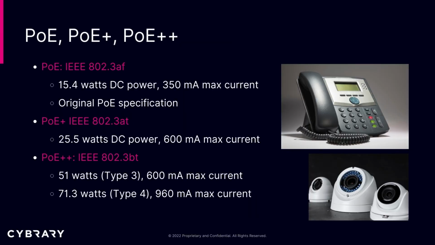Now, there are different standards of PoE. First, we have the PoE, which was the original standard. That's the 802.3af, 15.4 watts of DC power, 350 milliamps max current. And again, that was the original specification. Next came out PoE Plus, and that was 25.5 watts of DC power, 600 milliamps of max current. And now we have the newest standard, which is PoE Plus Plus, and this is 802.3bt. There are two types, Type 3 and Type 4. Type 3 is 51 watts, whereas Type 4 is 71.3 watts.